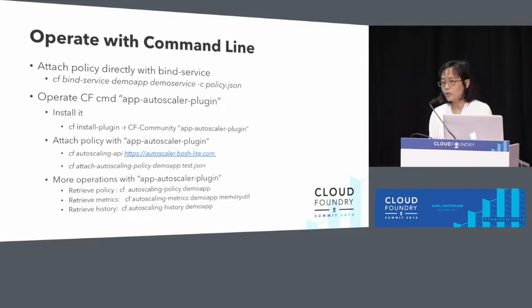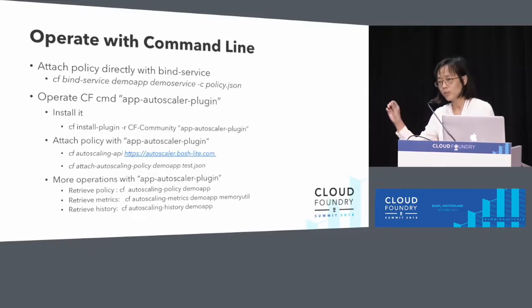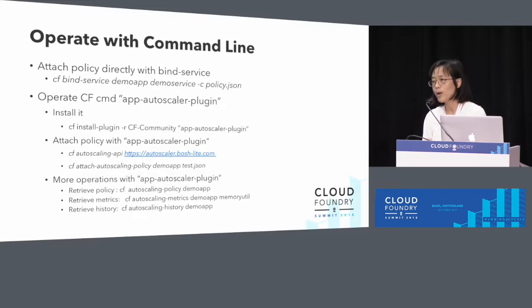So let's talk about how to attach the policy to the applications. If the Autoscaler is offered as a service in the marketplace, in your platform, then the simplest way to attach the policy is through the CF bind-service command, and then you can apply the policy file as an additional parameter with -c and attach the policy JSON file. And also, if you want more advanced operations with App-AutoScaler, you can install the App-AutoScaler plugin from the community plugin repo. Then you need to define the API endpoint of the AutoScaler server. And then you can attach policy, detach policy, and retrieve the policy metrics and history. We will have a demo for that later.